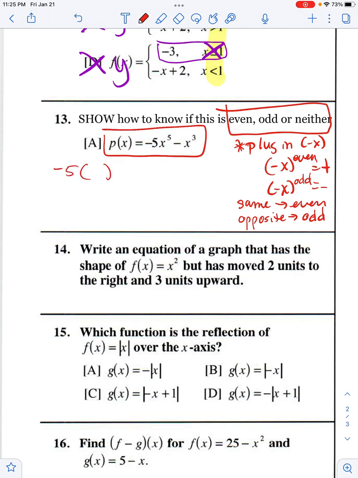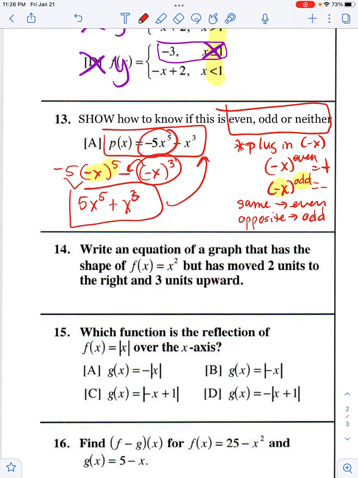Alrighty. So I need to go through, and where there was an x to the fifth and an x to the third, inside those parentheses, I'm plugging in a negative x because that's how you test even, odd, or neither. So let's go through it. This part, negative x to the fifth, because it's a negative to an odd, is going to actually turn out to be negative, but gets multiplied by a negative 5, so I get 5x to the fifth. This part is also a negative to an odd, so it'll stay negative, but then it gets multiplied by that and turns positive.